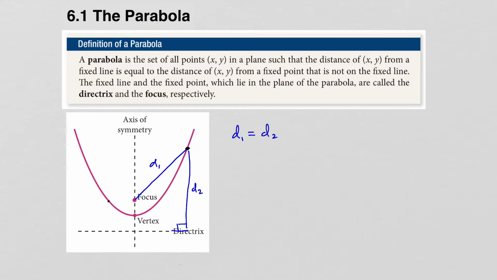So if I pick another point on this parabola, let's say this point here, the distance between that point and the directrix is this distance here, and the distance between that point and the focus is this distance here. And if I call this distance D3 and this distance D4, D3 is equal to D4. So it's the set of all points such that the distance between those points and the fixed point is the same as the distance between those points and the given line. That's the official definition of a parabola.